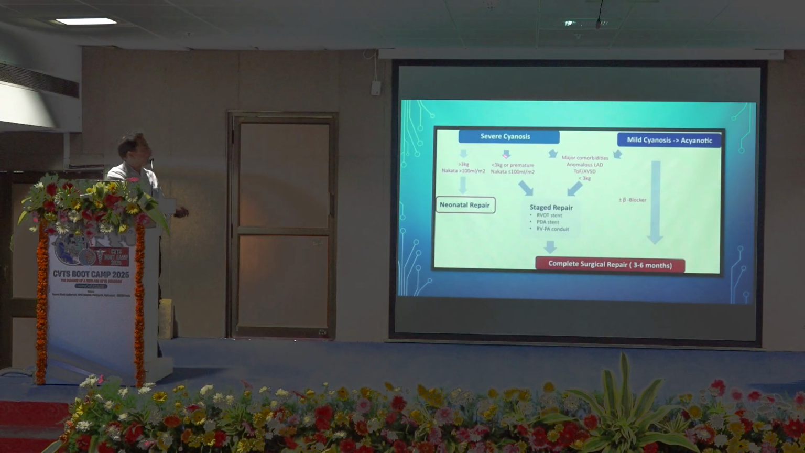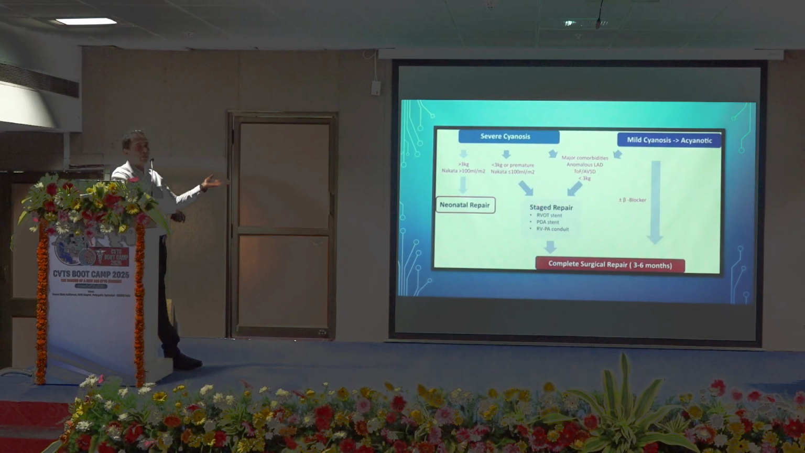If the patient is having severe cyanosis, then go to the weight. If the weight is 3 kilos and the Nakata index is more than 100 ml per meter square. What is Nakata index? Nakata index is the cross-sectional area of the right pulmonary artery and left pulmonary artery divided by body surface area. So that gives you some indication that if the Nakata index is more than 100 ml per meter square and the weight is 3 kilos or more, go for neonatal surgery in case of severe cyanosis. If the patient is less than 3 kg or a premature child, Nakata index less than 100 ml per meter square, then stage the procedure.